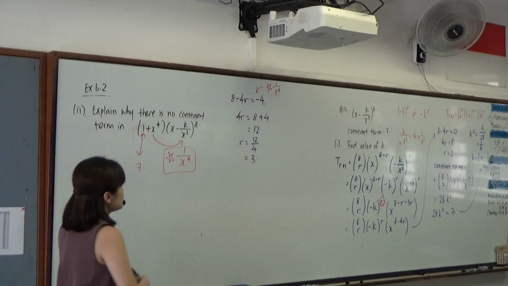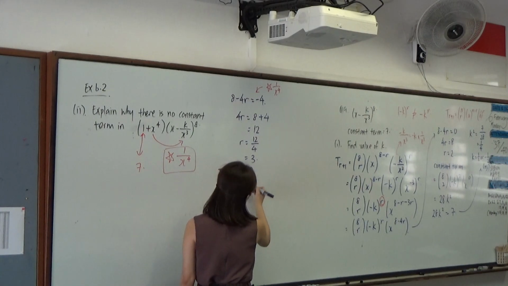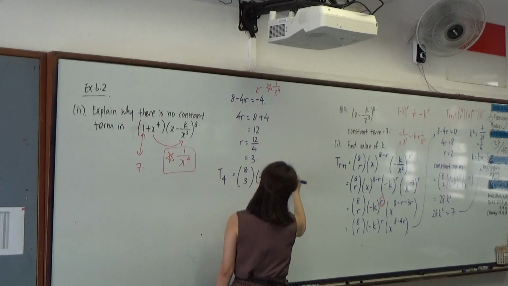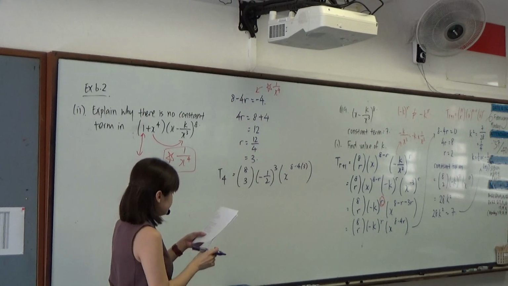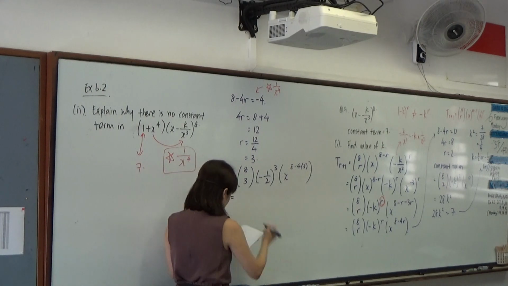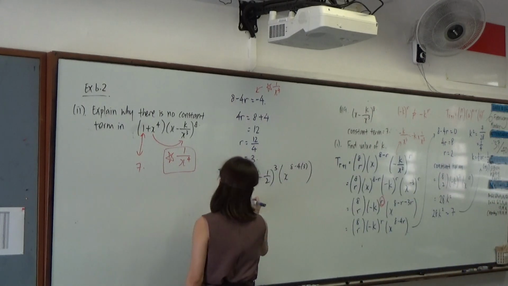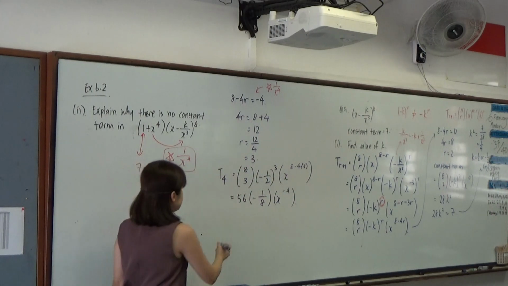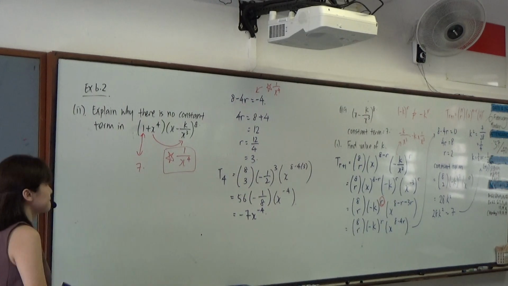Then now, let's go and find out the actual term itself. That will be the fourth term. 8 choose r, which is 3, k, we are looking at half, power 3, x to the power of negative 4. So 8 choose 3 will actually give us what? 8 choose 3, 56. Negative 1 over 8, x to the power of negative 4. This gives us negative 7, x to the power of negative 4.